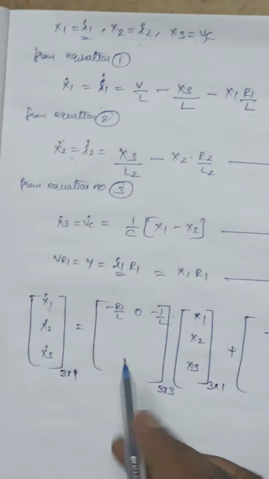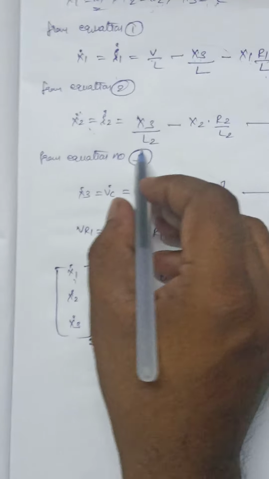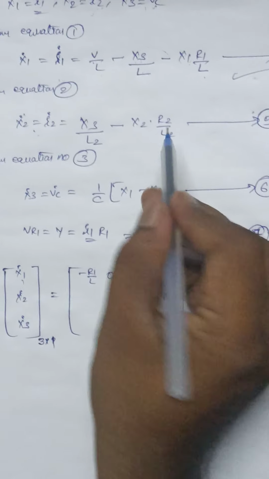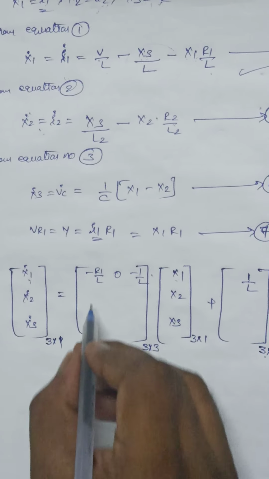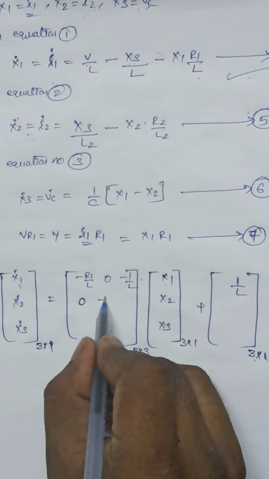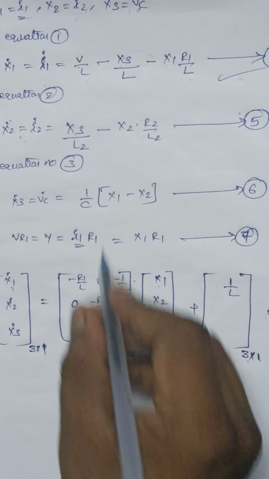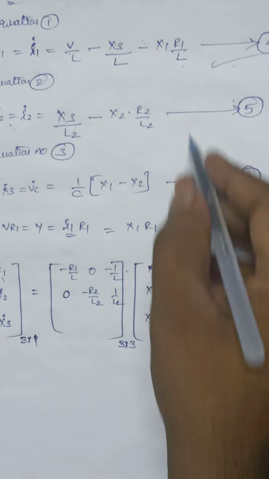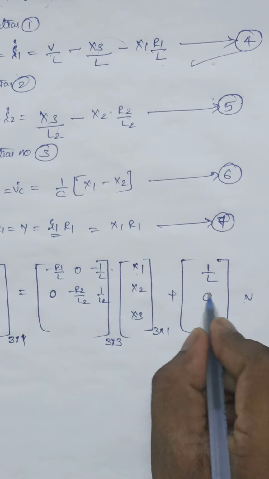Next equation, x2 dot is equal to, the x2 coefficient here is minus R2 by L2, and the x1 coefficient is 0. So it is minus R2 by L2, and the x3 coefficient here is 1 by L2. There will not be any input involved here, so that it is 0.